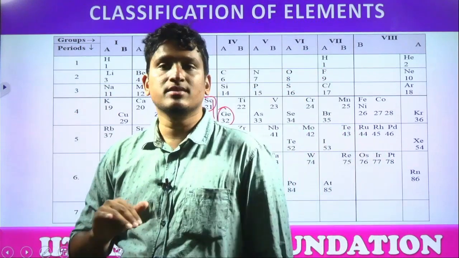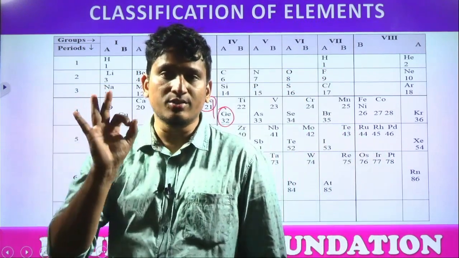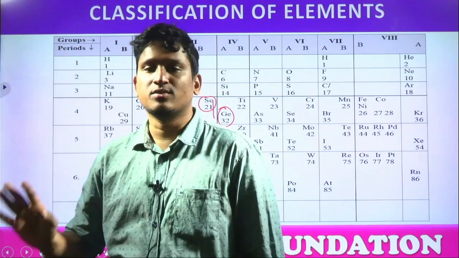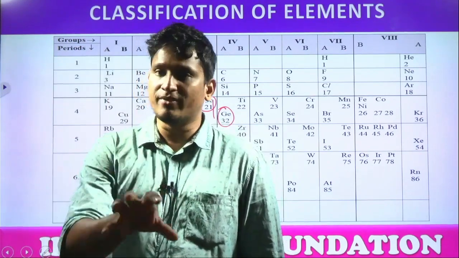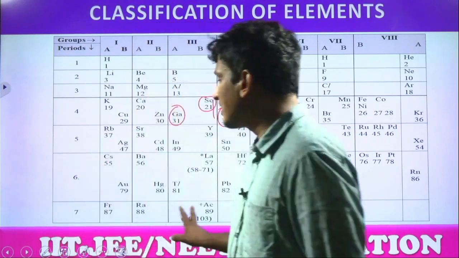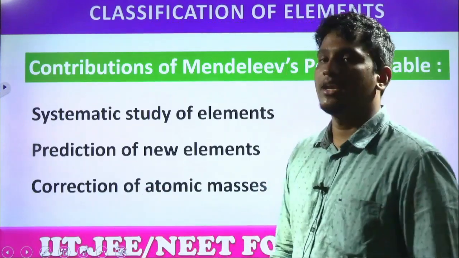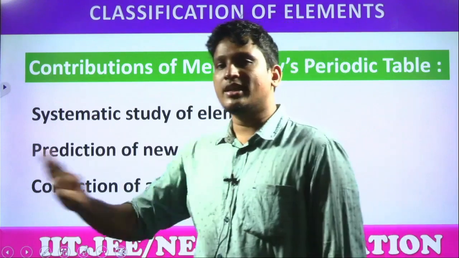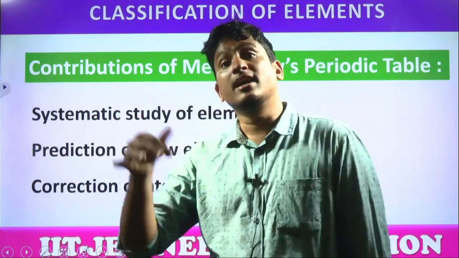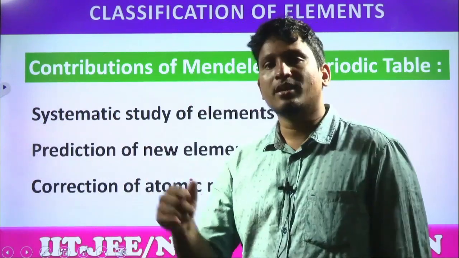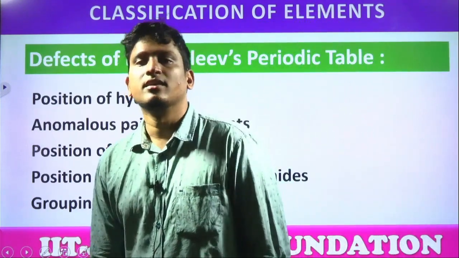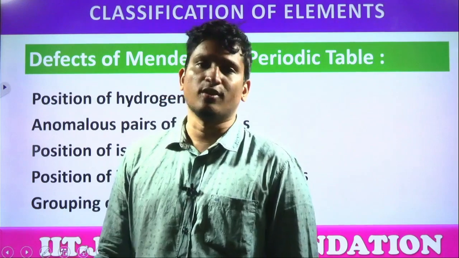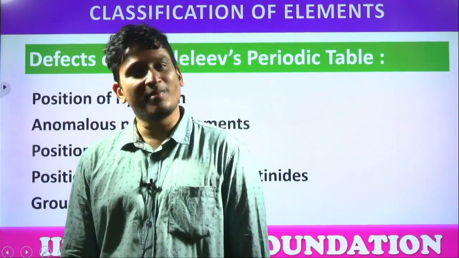Why correct the masses? This classification is done according to the increasing order of masses only. So correcting the masses definitely gives that particular element its perfect position, yes or no? So that is the third contribution by Mendeleev. These are the main points: classified all the elements in a systematic way, predicted undiscovered elements, and corrected the atomic masses also. Then if this periodic table has this many advantages, why are we not following it? Because there are many drawbacks also, right?